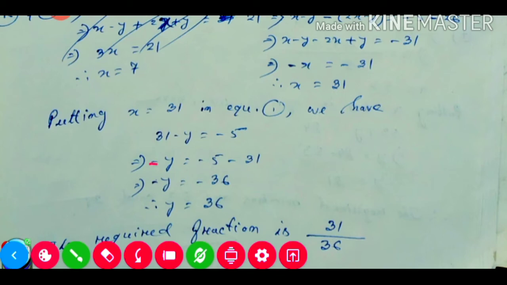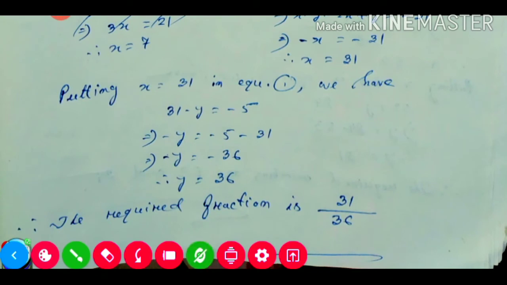So minus y is equal to minus 5 minus 31, which is equal to minus 36. Now left hand side is minus, right hand side is minus, so minus minus will be cancelled. Therefore y will be 36. Y is the denominator. Therefore the fraction will be: numerator value is what we got, 31, and denominator value we got, 36. So the required fraction is 31 by 36.